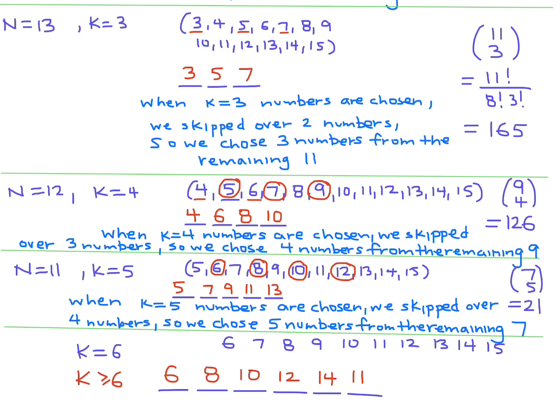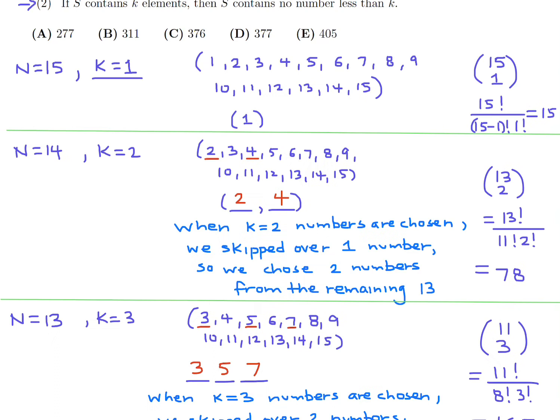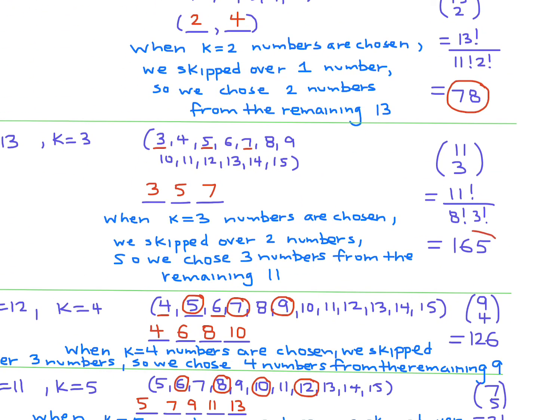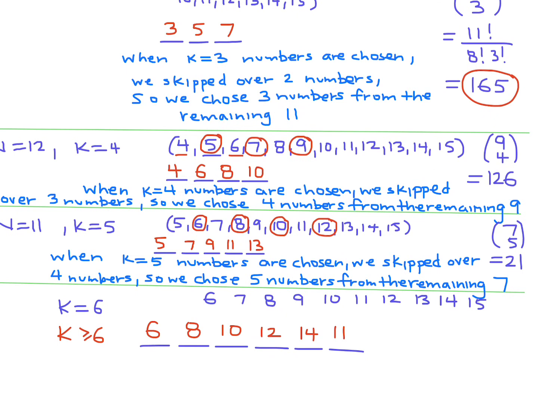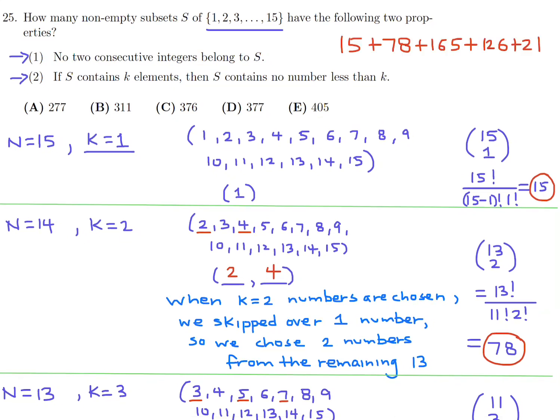So I think we've got it all. We only have to figure it out for k equals 1, 2, 3, 4, 5. So what did we get? For k equals 1, we got 15. For k equals 2, we got 78. For k equals 3, we got 165. For k equals 4, we got 126. And for k equals 5, we got 21. So we've got to add up 21, 126, 165, 78, and 15. And this adds up to 405. So number 25, the answer is E.